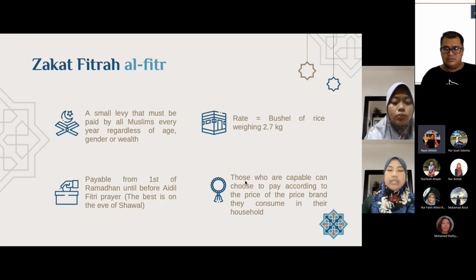So how much is that really in actual ringgit? Each state declares the zakat rate for the year based on the current price of its local rice, and the amount of zakat fitrah per person usually remains below RM10. However, those who are capable can choose to pay zakat fitrah according to the price of the rice brand they consume in their household, which may be more expensive.